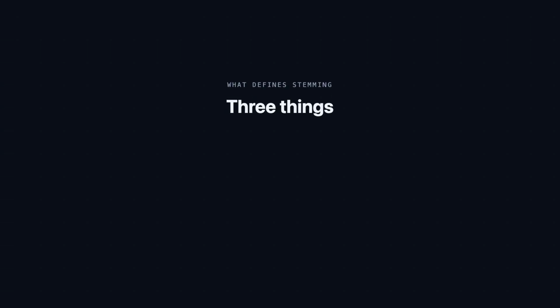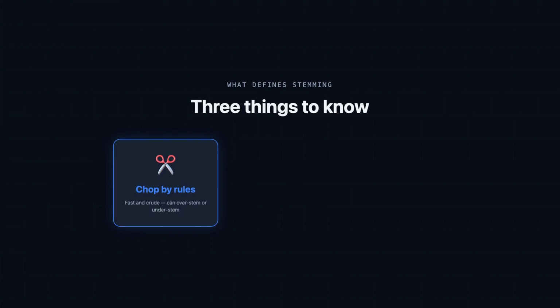Now let's pin down three things that define stemming. Above all, stemming chops words down to a root using rules. It's crude and heuristic, just cutting strings, which makes it wonderfully fast, but also a little blind. It can overstem, merging words that shouldn't merge, like universal and university, or understem and miss forms it really should have joined. That bluntness is the price you pay for the speed.